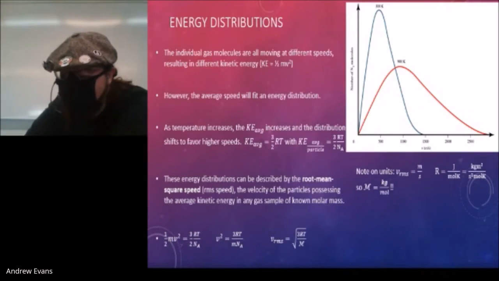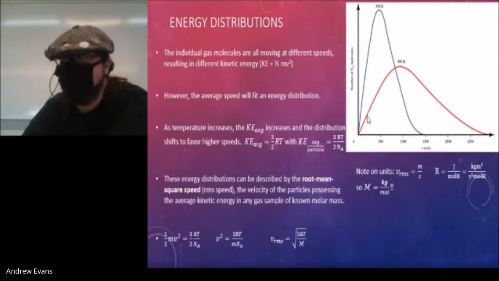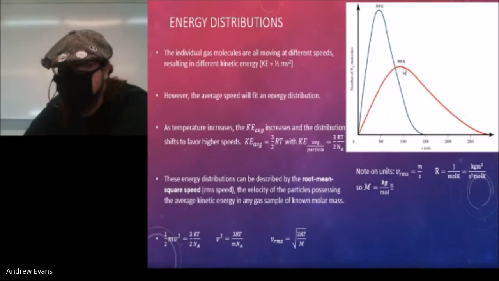Well, what happens when I increase the temperature? Increase the temperature, we're seeing this curve shift over. So the kinetic energy increases, and we still get some slow gas particles, but more of them are moving faster. So the average has moved over, and more of them can reach even higher and higher speeds.